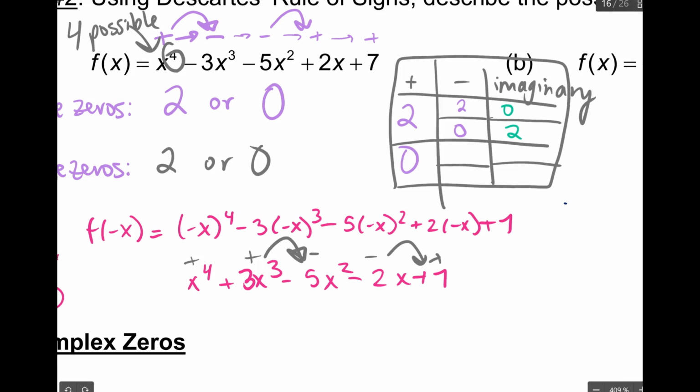Or if I have 0 positive and 2 negative, I could have 2 imaginary. Or if I have 0 positive and 0 negative, I could have 4 imaginary zeros. Cool.